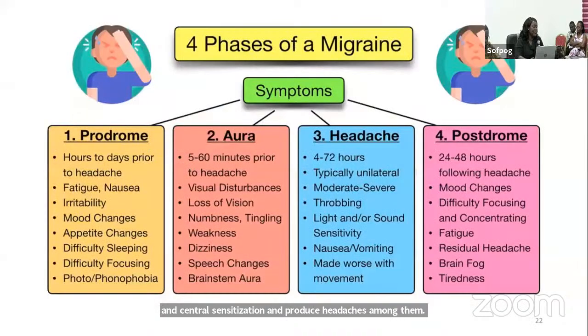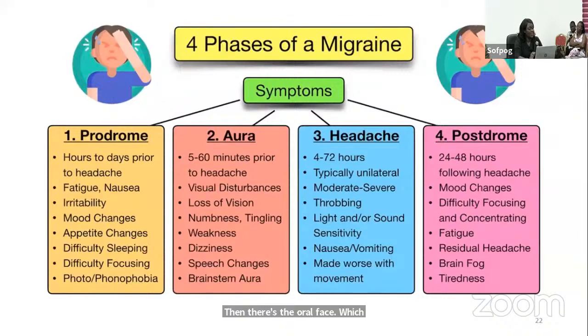The first is the prodrome, which actually occurs for hours to days prior to the headaches, where the patient will have symptoms such as fatigue, nausea, irritability, they are yawning, they have mood changes. Some of them may actually have increased urine frequency. Then there's the aura phase, which lasts 5 to 60 minutes prior to the headaches, where they have visual disturbances, loss of vision, numbness, tingling, weakness, dizziness. They may have dysarthria with it, and then brainstem aura.